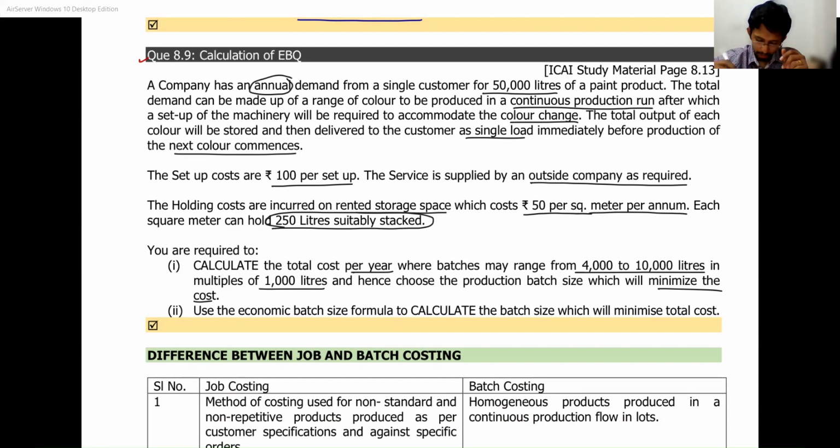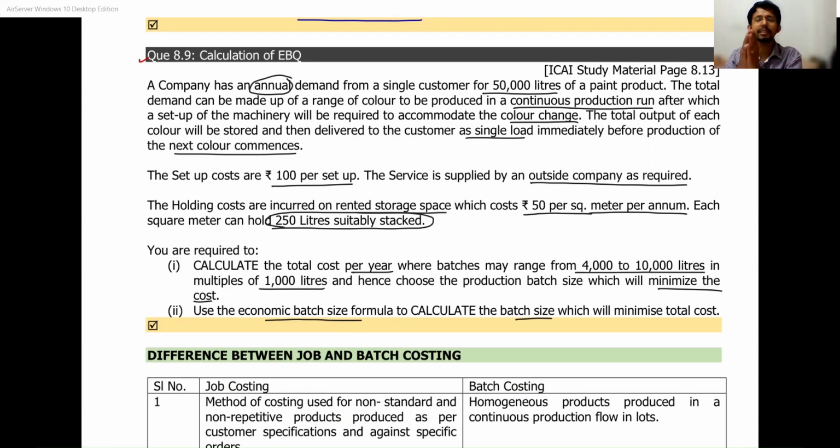Then what you have to do? You have to compute the EBQ. Use the economic batch size formula to calculate the batch size which will minimize the total cost. So here, one is the trial and error method. Okay, you don't know what this EBQ is and all, but you do a trial and error. You start with a batch size of 4,000. What is the total cost? 5,000. What is the total cost?